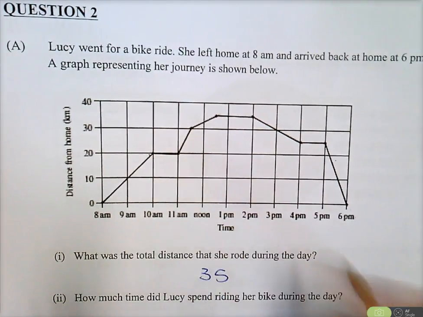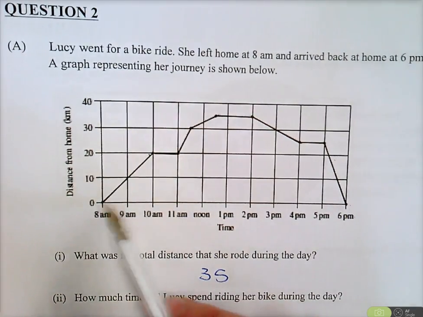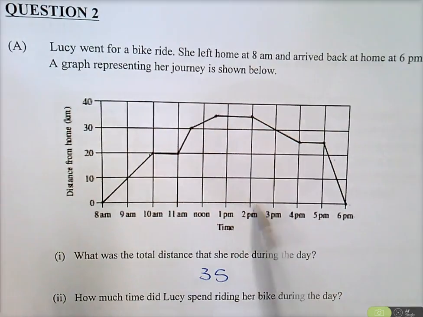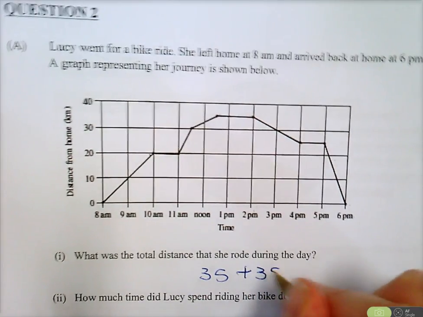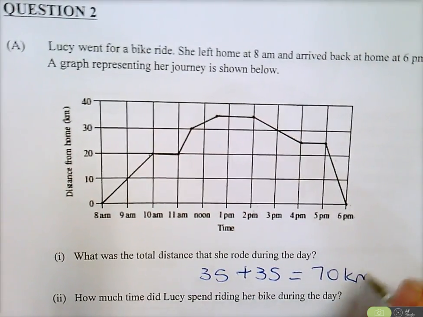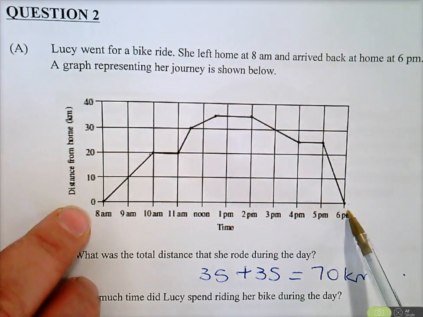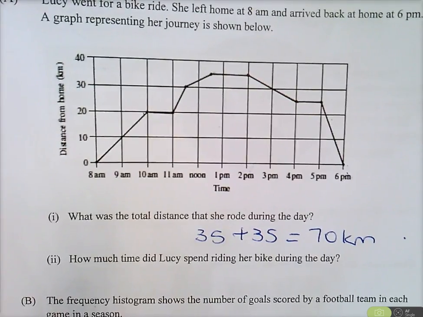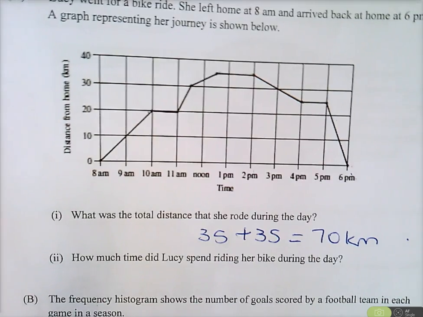35. But then she rides from this bit back down. So what's the distance from there to there is 35. What about the distance from there back down? Is another 35. So she ends up riding 70 kilometres. She rides 35 up and 35 back. Got it? Look, we don't do a lot of travel graphs in Year 7. It's more next year, so I wouldn't worry about that one too much.